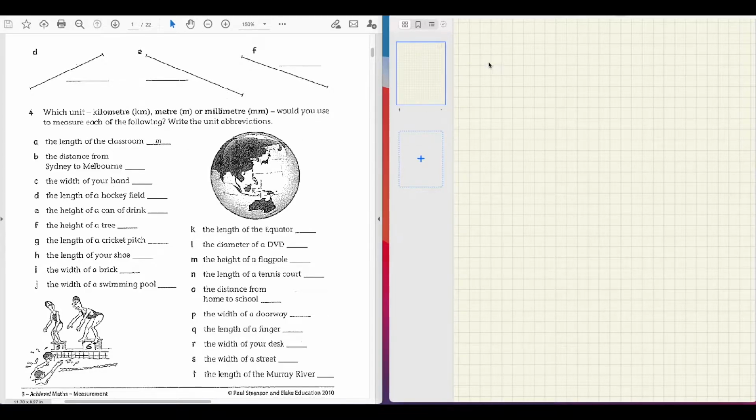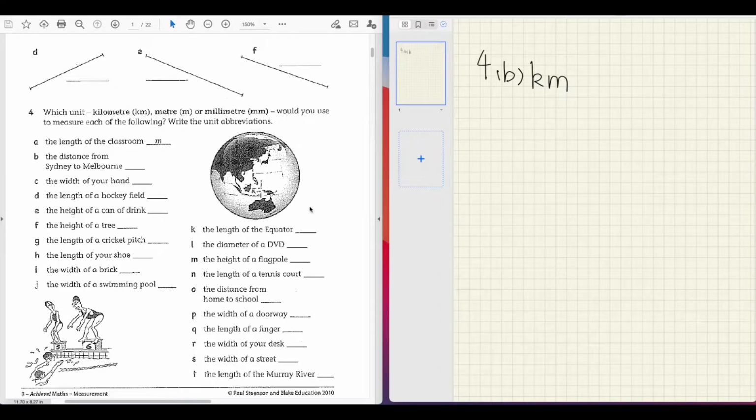Say for B. Distance from Sydney to Melbourne. Okay, so that should be what? That should be km, right? Because Sydney to Melbourne, it's very far. So I'm going to write km, okay?